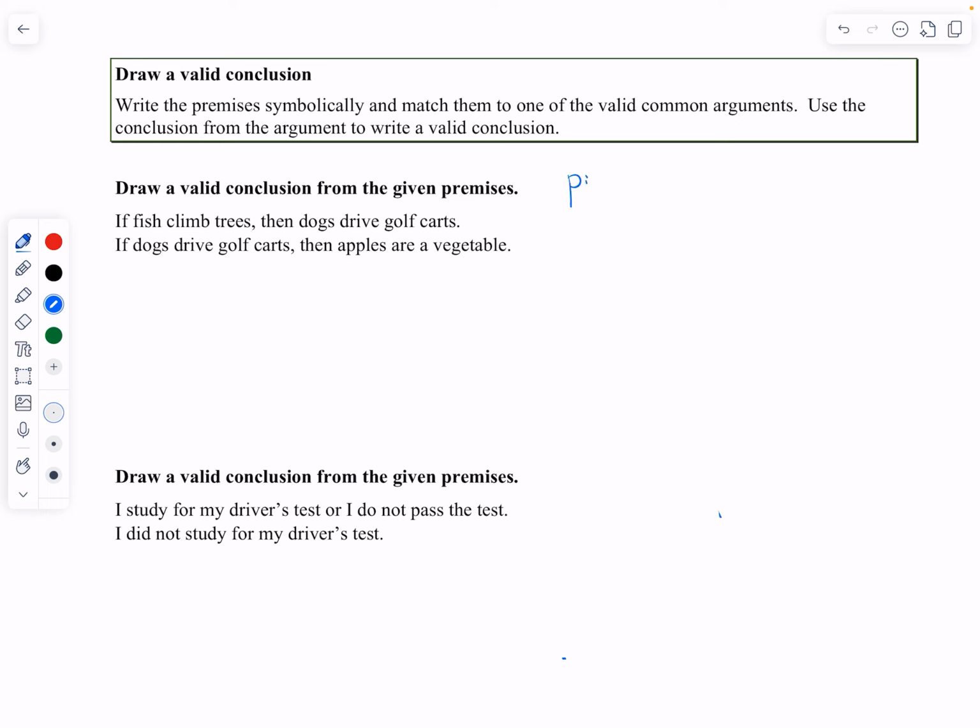So let's let P equal fish climb trees. And let's let Q equal dogs drive golf carts. And then we have another thing. I'm going to call that R. Apples are a vegetable.